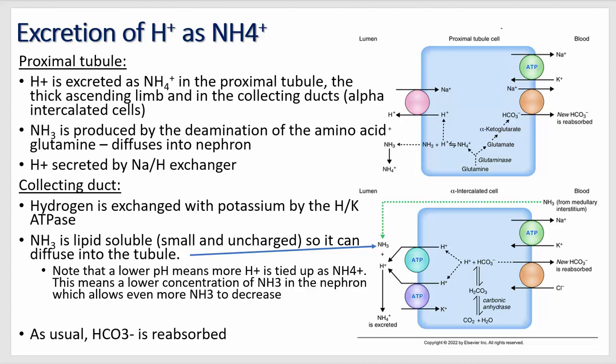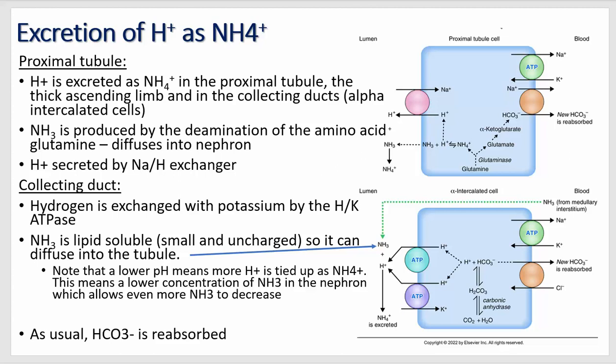Okay, let's see. So this is kind of talking about where things happen differently, but it also mentions something else that's important, and this is the hydrogen potassium pump. So excretion of hydrogen as the ammonium cation, the NH4 plus. So hydrogen is excreted as the ammonium cation in the proximal tubule.